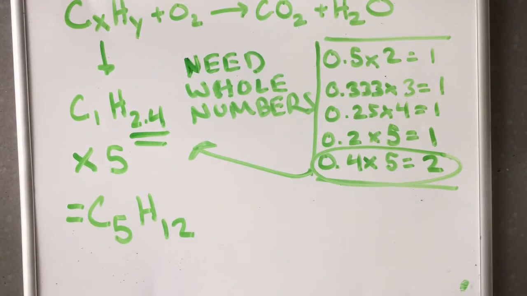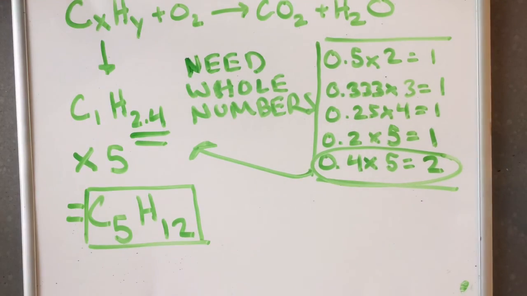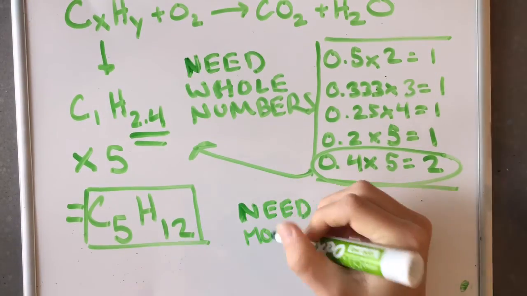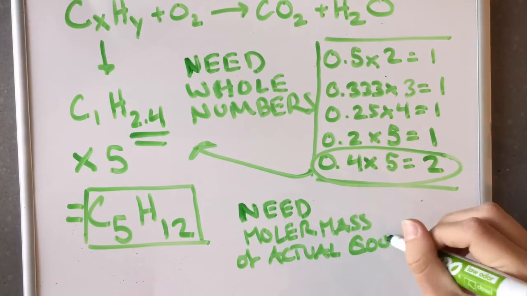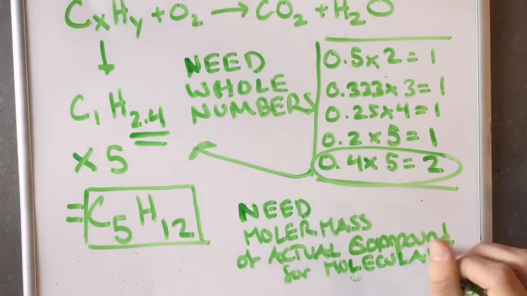Now that we're given whole numbers, we have a complete empirical formula. Although the question seems incomplete, we actually don't have enough information to find the molecular formula, so it's okay to just leave it as is.